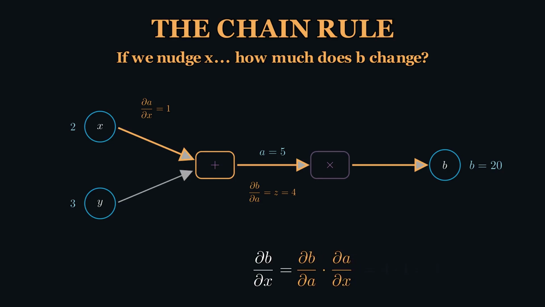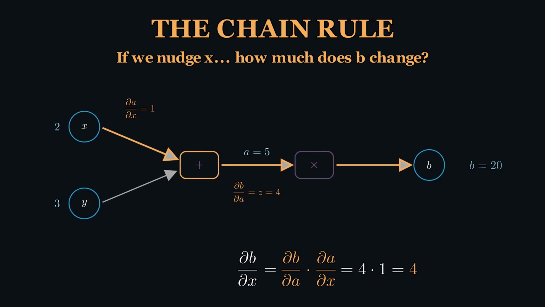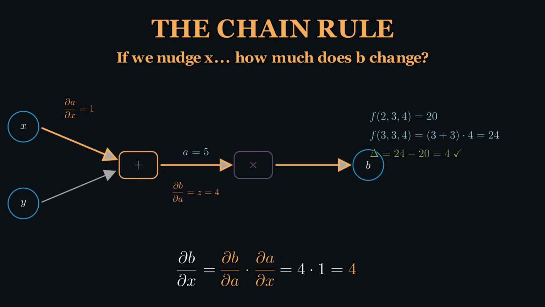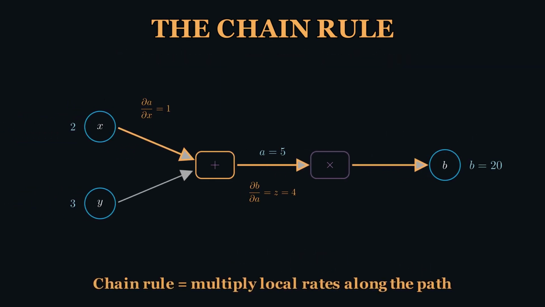Here's the beautiful part, the chain rule. To find how x affects b, we simply multiply these local derivatives together. ∂b/∂x = ∂b/∂a times ∂a/∂x. That's 4 times 1, which equals 4. Let's verify. If we increase x from 2 to 3, the output changes from 20 to 24, a change of exactly 4. The chain rule got it right. This is the core insight. Each node only needs to know its local relationship with its neighbors. The chain rule multiplies these local rates together to compute the global sensitivity.